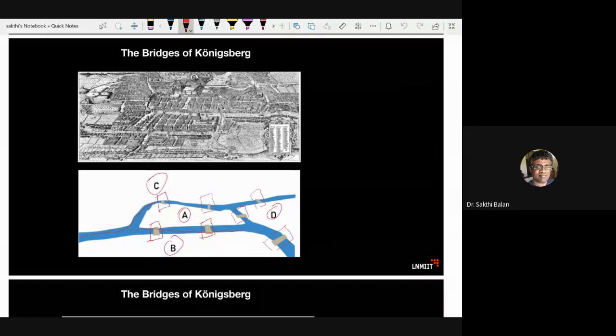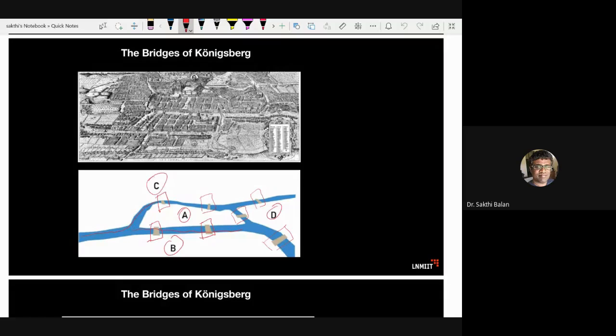That was the question that was asked by the mayor of Königsberg actually. People were looking into all kinds of solutions. They were starting with A, starting with B, starting with C, and starting with D, but they were not able to find a solution actually.